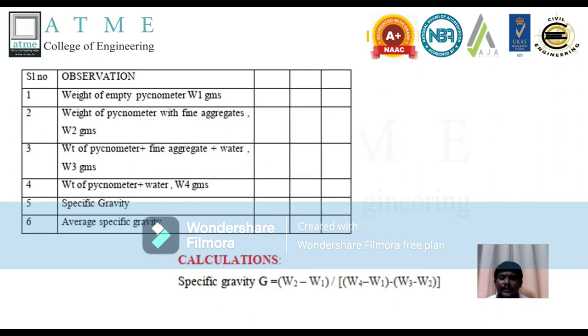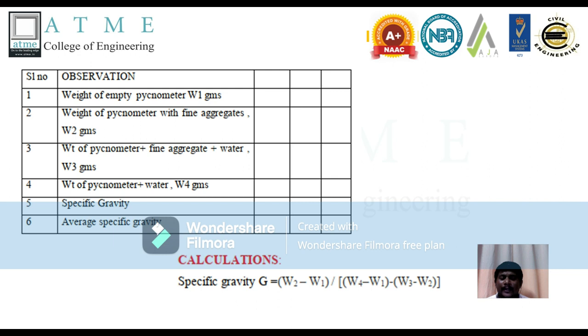The observations to be made in this experiment are W1, which represents the empty weight of the pycnometer; W2, which represents the weight of the pycnometer with 1/3 of fine aggregates or 500 grams of fine aggregate; W3, the weight of pycnometer plus 1/3 of fine aggregate plus water; and W4, that is the weight of the empty pycnometer plus water.